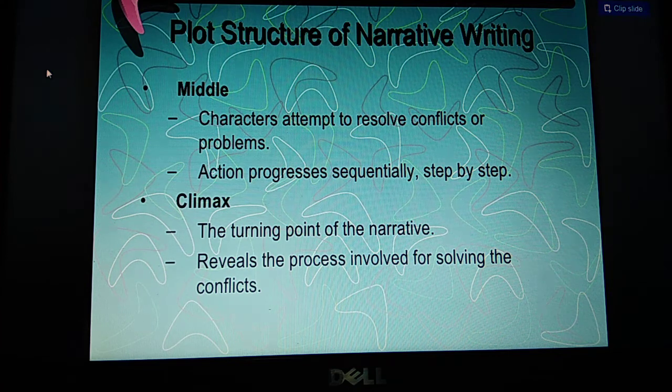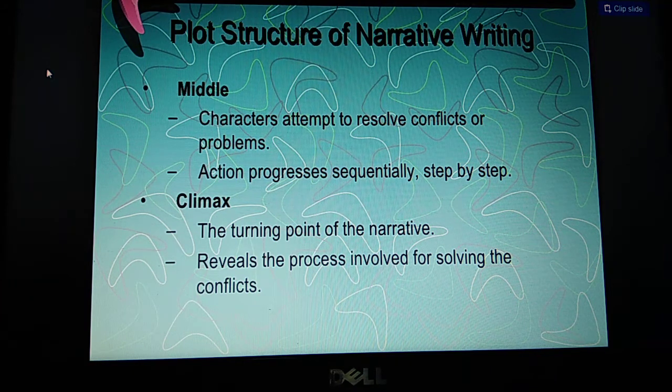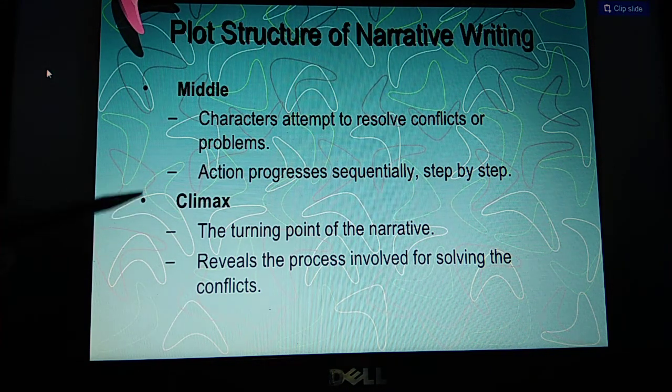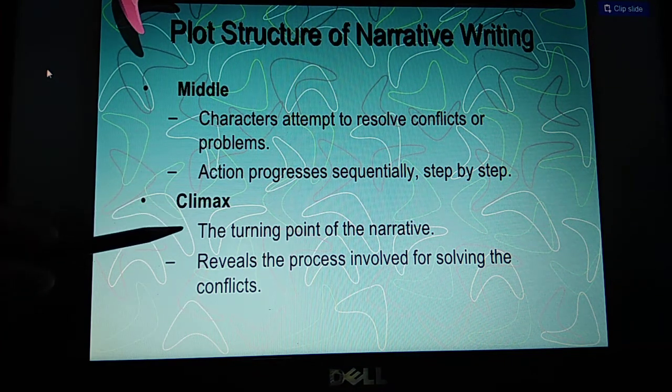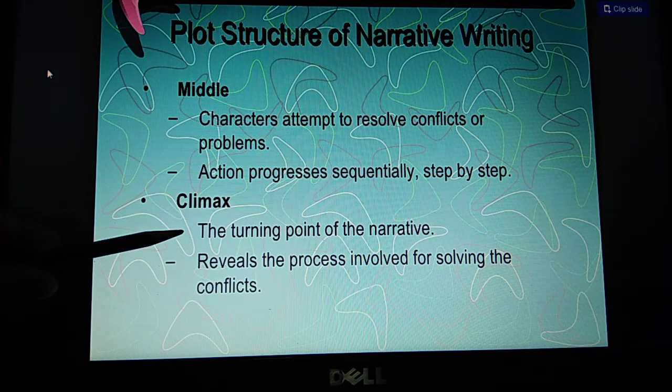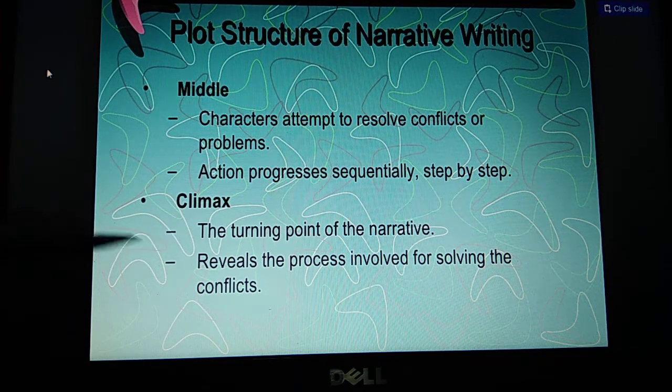Next is the middle. In the middle, the characters should attempt to resolve conflicts or problems. The characters are going to look for a solution to their problem. And then action progresses sequentially, step by step. Remember to keep your actions organized.